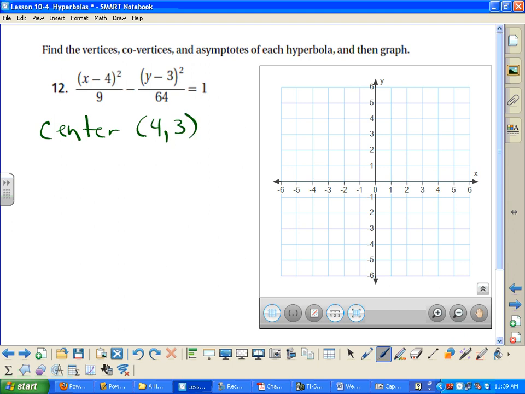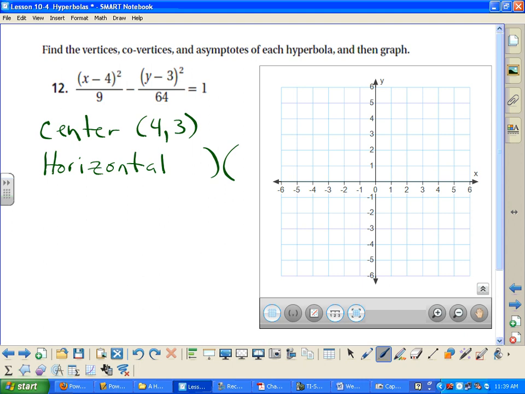Okay, and does this open horizontally or vertically? Whichever one's positive is the one it's going to be. So if x is positive, it's horizontal. If y is positive, it's vertical. Since x is positive, it's horizontal. So when I'm all done, I should have a graph that looks like that, basically. Okay?